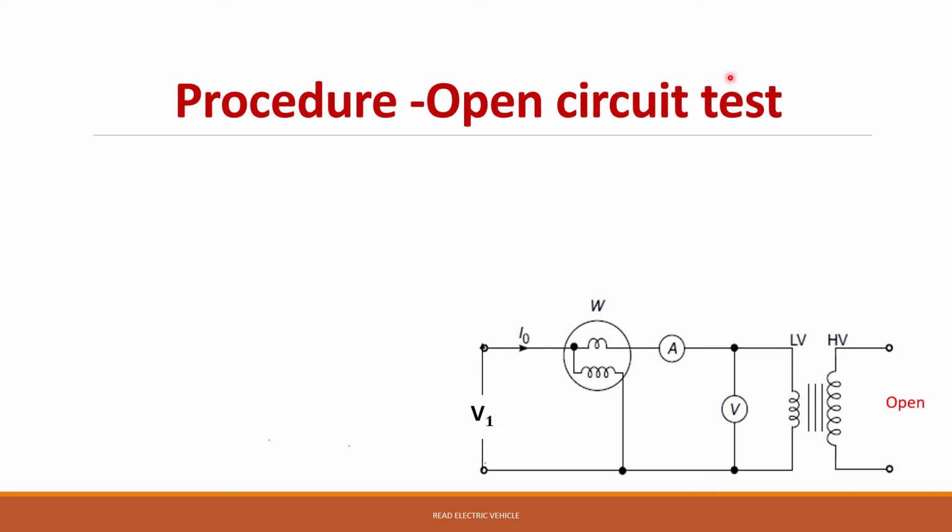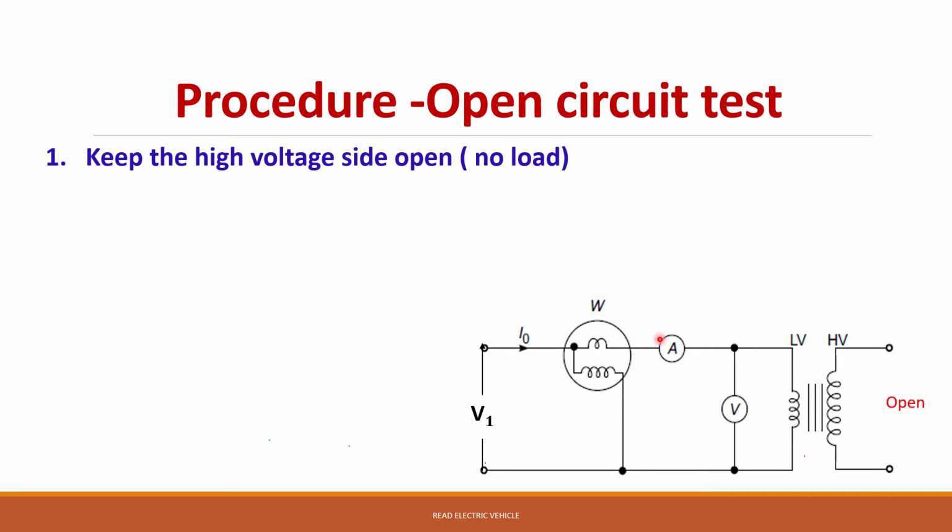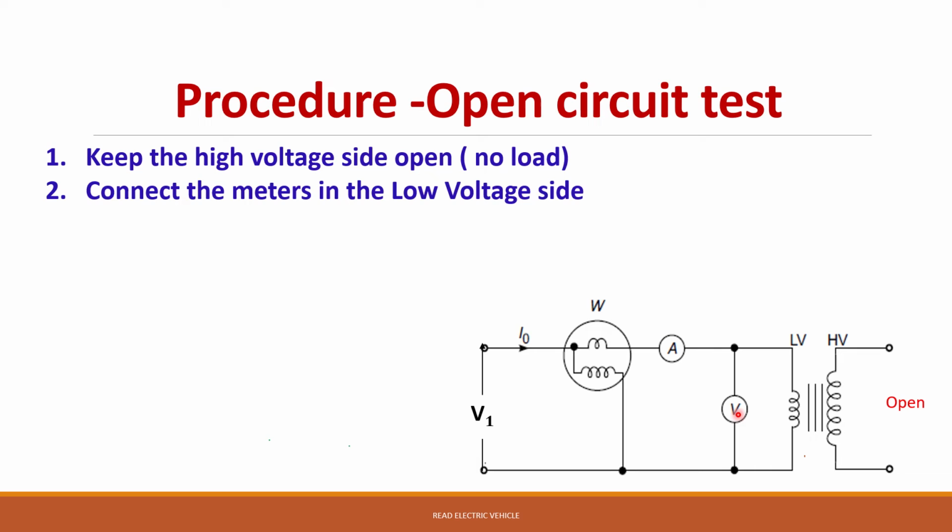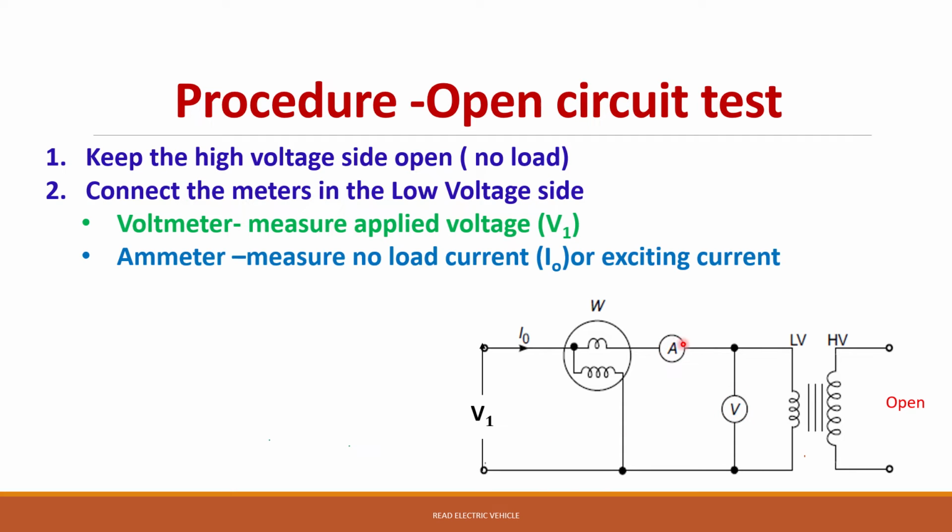So let us see what the procedure for the open circuit test will be. We have seen that the high voltage side should be kept open and on the low voltage side we connect meters. So you need 3 meters for that: 1 voltmeter, 1 ammeter and 1 wattmeter. The voltmeter will measure the applied voltage, the ammeter will give you the no load current, and the wattmeter will give you the core loss.